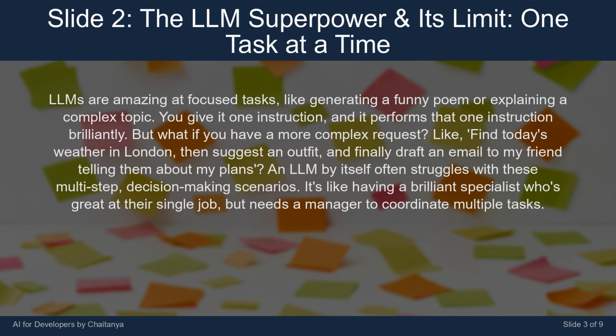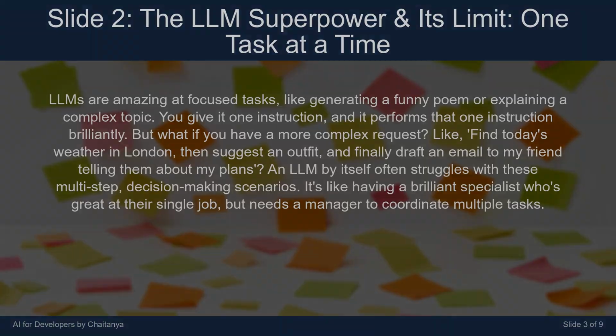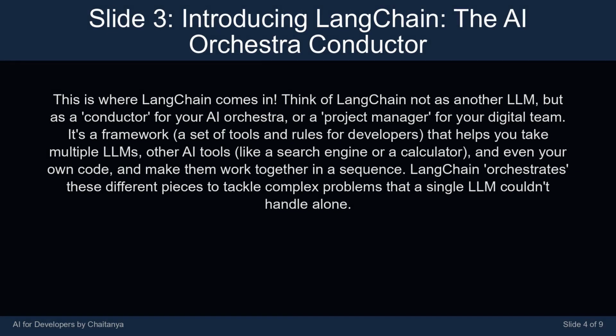But what if you have a more complex request? Like, find today's weather in London, then suggest an outfit, and finally draft an email to my friend telling them about my plans? An LLM by itself often struggles with these multi-step decision-making scenarios. It's like having a brilliant specialist who's great at their single job, but needs a manager to coordinate multiple tasks. This is where LangChain comes in.